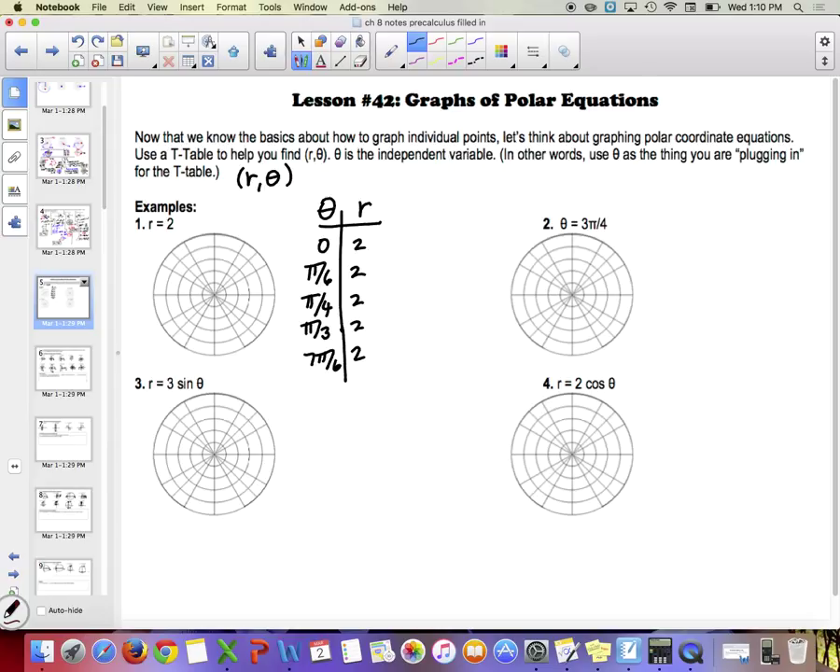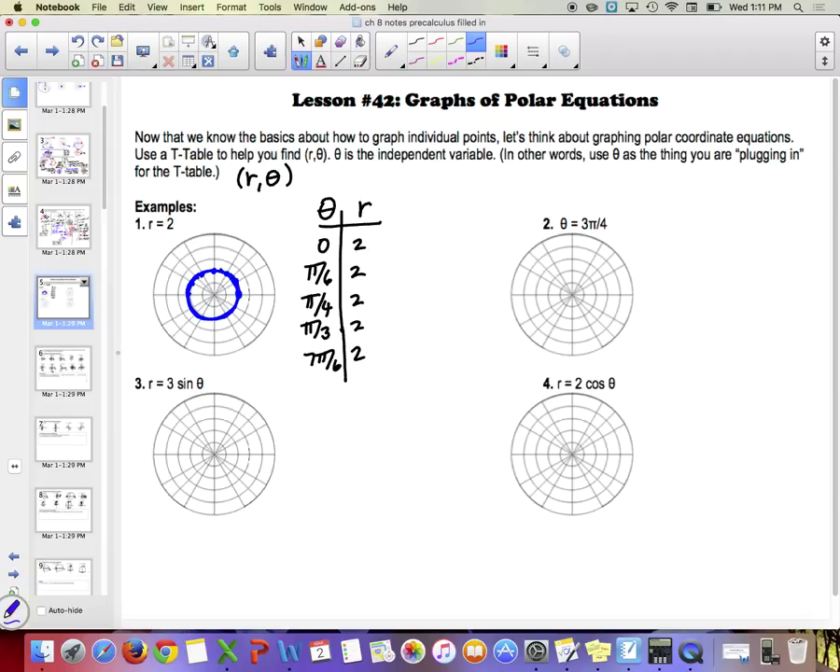So that means going along the line. Remember how we did this yesterday? Going along the angle of 0, we would go out 2 units. Going along the angle of pi over 6, we would be out 2 units. Going along pi over 4, we're out 2 units. Do you see what shape we're going to get? Not a spiral, a circle, because your radius, the r value, is always equal to 2.